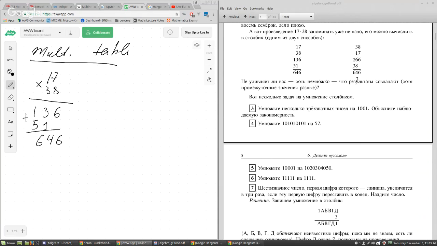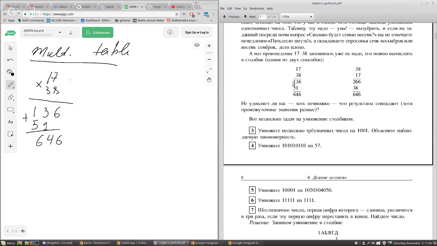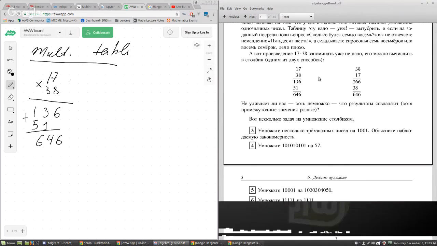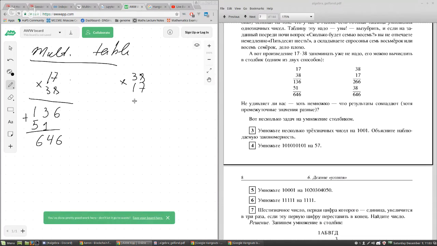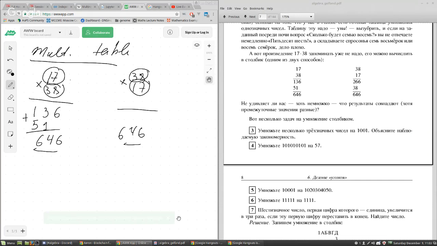And what he shows here is that multiplication is commutative. Last time we talked about commutativity of multiplication and addition. In other words, you could take 38 and multiply by 17, and you'd still get the same answer, 646. In other words, 17 38s and 38 17s gives me the same number, 646. So having refreshed that, let's go to the first problem.